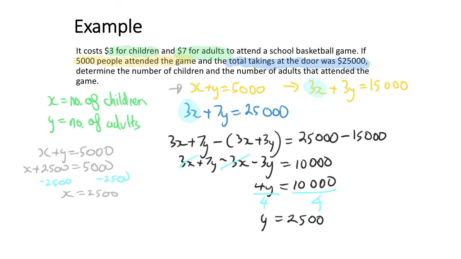Now I have determined how many children and how many adults attended the game. I can write my answer: 2,500 children and 2,500 adults attended the game. And that is an example of how we can use simultaneous equations to help us solve a word problem.